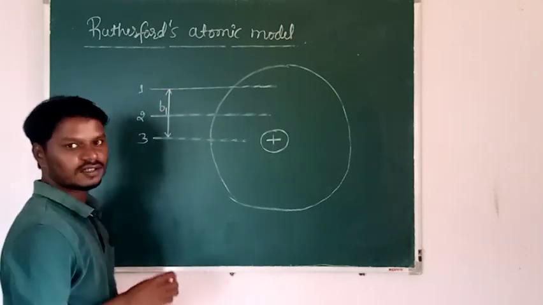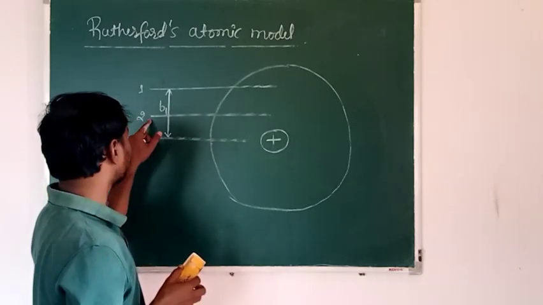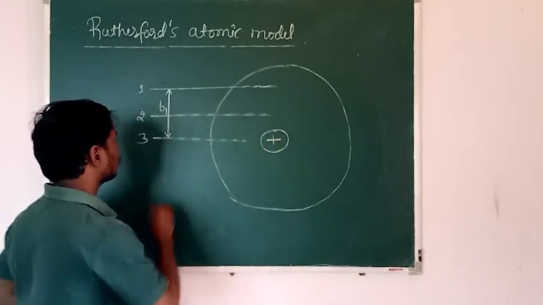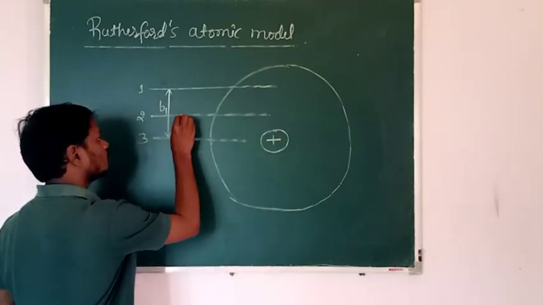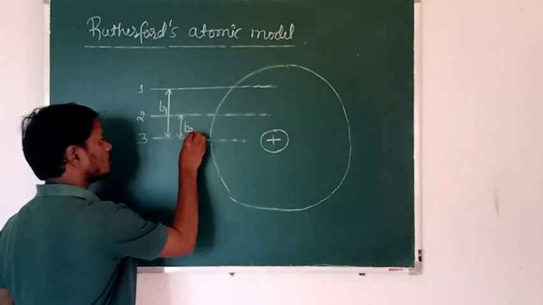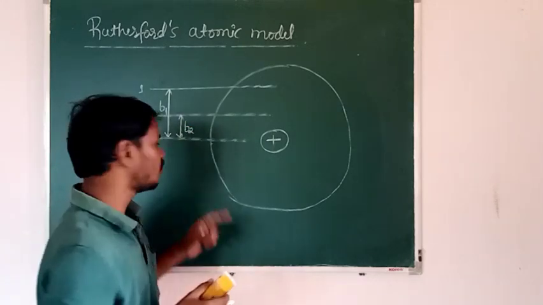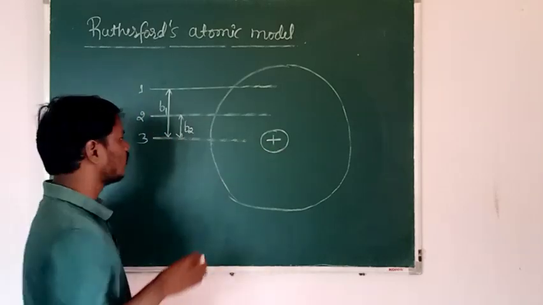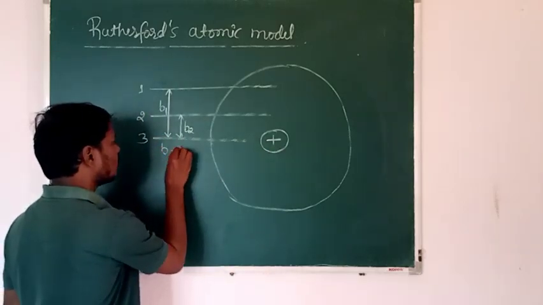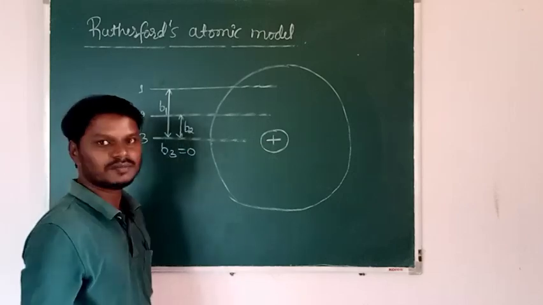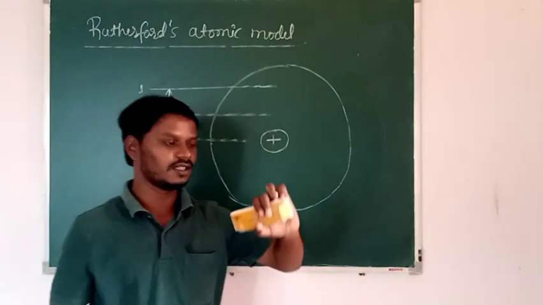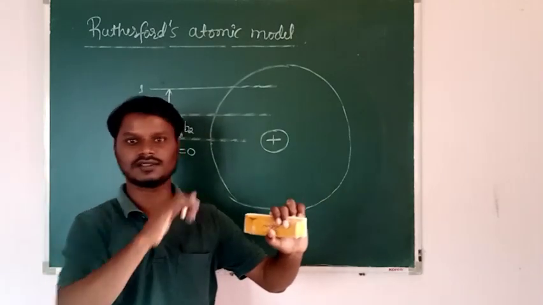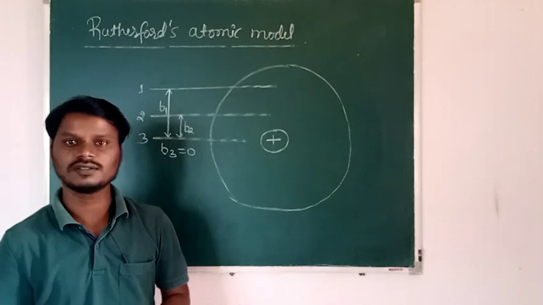The perpendicular distance between the initial velocity vector of the second alpha particle and the center of the nucleus is b2. Then the perpendicular distance for the third alpha particle is b3, and that b3 is 0. Why is it 0? Because it is a head-on collision. The nucleus and the alpha particle are both in the same line, so we call this a head-on collision.